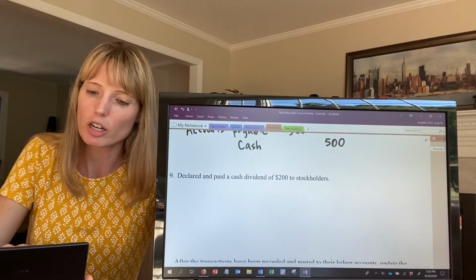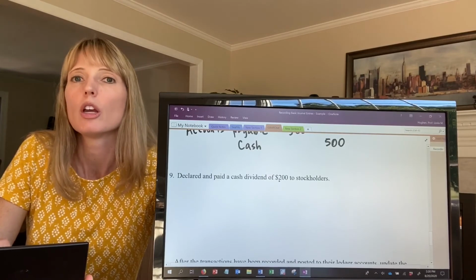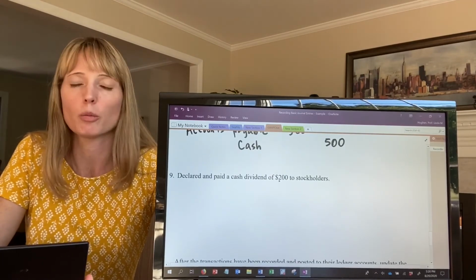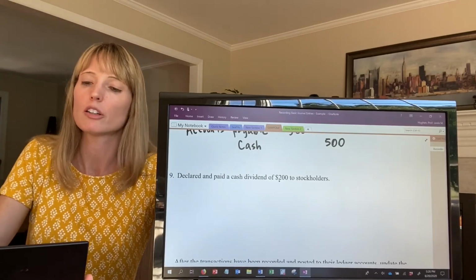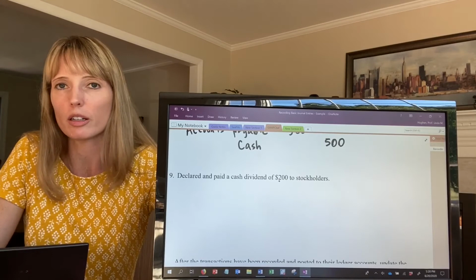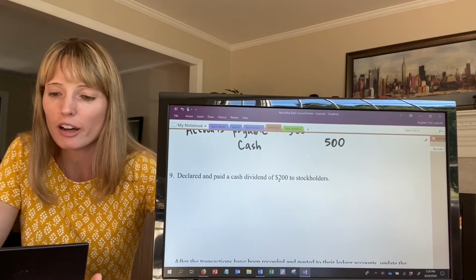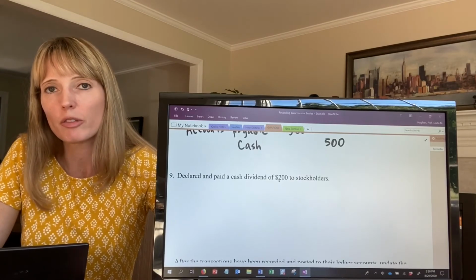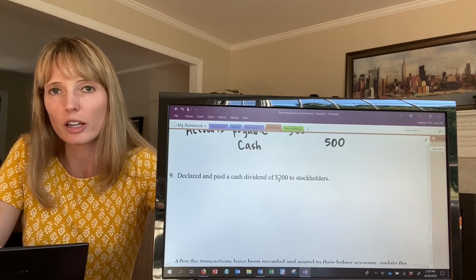All right, last transaction, declared and paid a cash dividend of $200 to stockholders. So what's a dividend? A dividend is nothing more than taking cash from the company and just giving it to stockholders. It's a way to reward those stockholders to say thank you for holding our stock. Everybody likes to get some cash. So it takes out some of that value of the company, some of that cash that was held within the company, and gives it out.